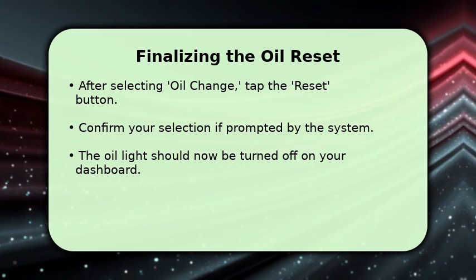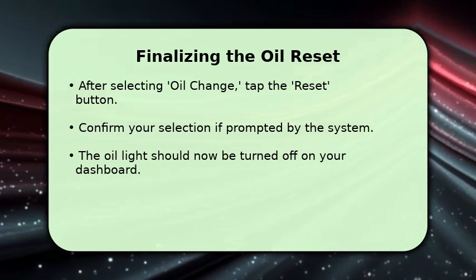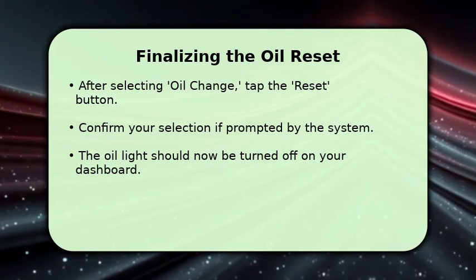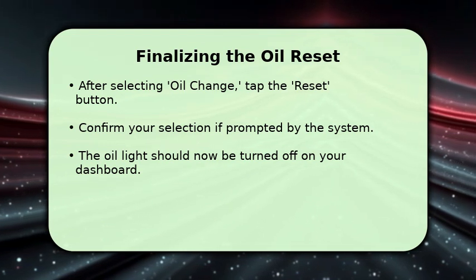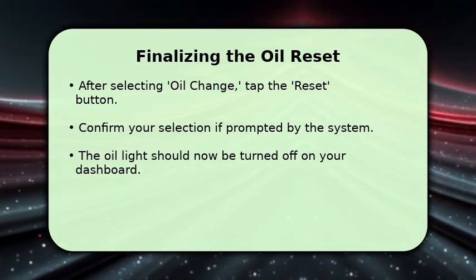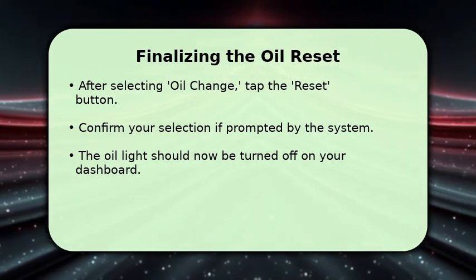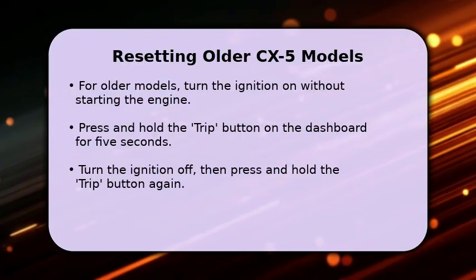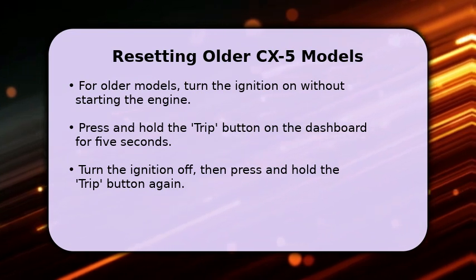The system might ask you to confirm your selection. If so, choose Yes. Once confirmed, the oil light on your dashboard should turn off, indicating a successful reset. To finalize, power down your vehicle completely, then restart it to ensure the light remains off and the new maintenance interval is registered. For some older Mazda CX-5 models without an infotainment screen, the reset process is slightly different.